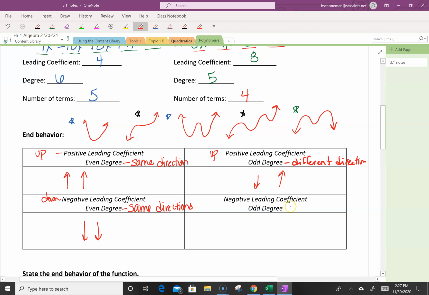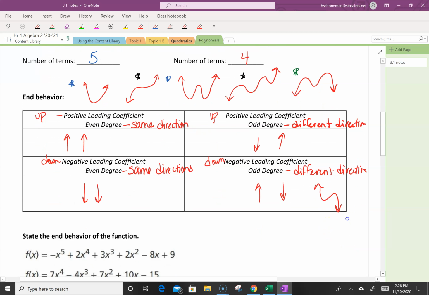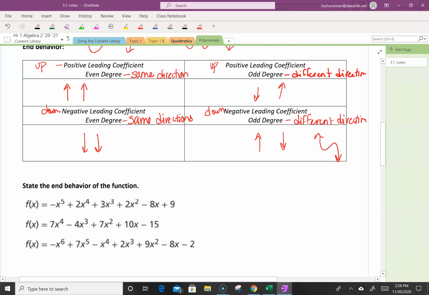And last but not least, odd degree means different direction. And negative means it needs to be going down, but it's got to end down on the right, which means it's got to start up on the left. And I managed not to do one of those. So something like this.